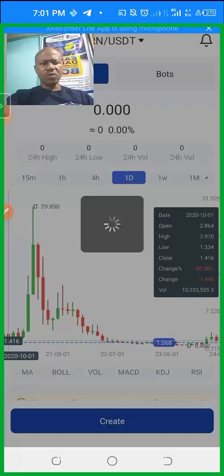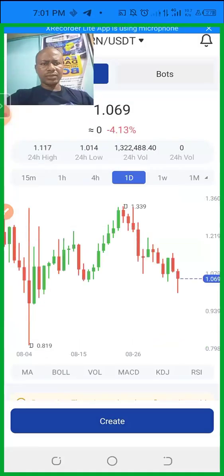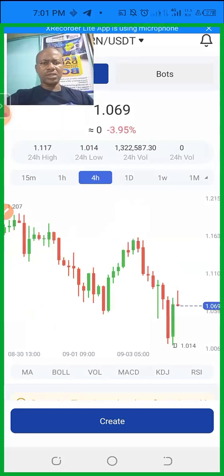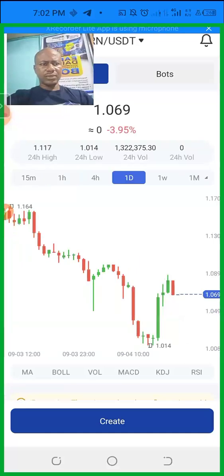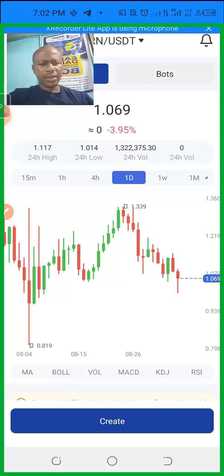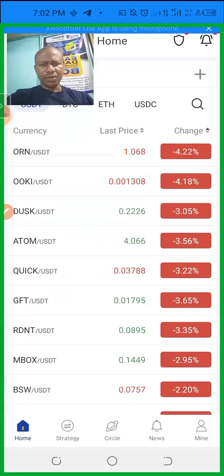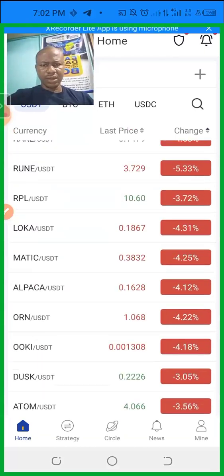Then on the 1 day chart, it's on a downward trend, but I'm okay. Then it's on a downward trend on 1 day, and on 4 hours it's on a downward trend, but it's already forming a red candle again. So let me check the 1 hour. So let me check another coin I saw, Rare. So that coin, Rare. Okay, this coin.